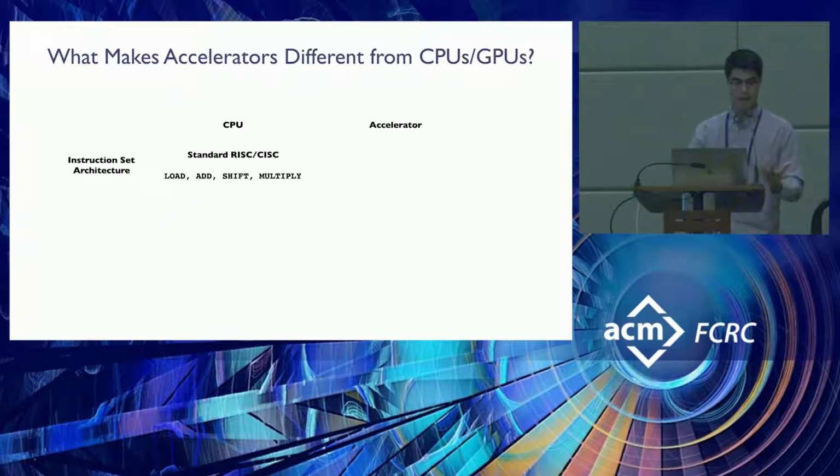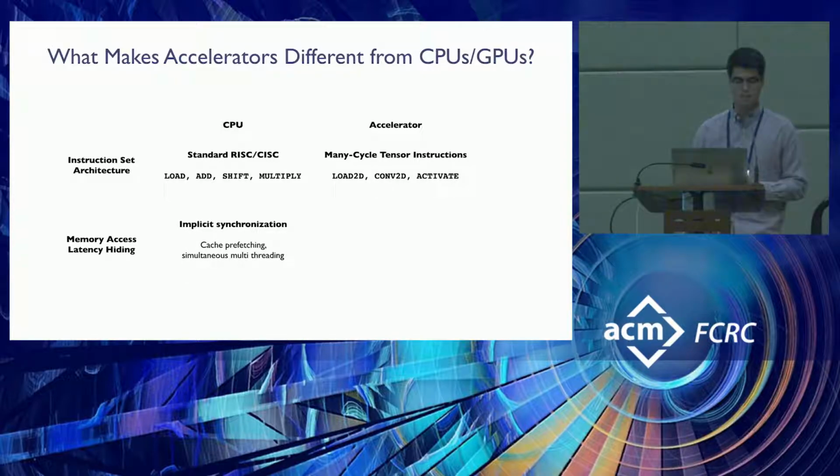But also in terms of ISA, accelerators essentially describe these high-level, many-cycle tensor operations, like loading a huge tensor from memory into SRAM, things like conv2d over huge amounts of data that are specified by a single instruction. And finally, more subtle aspects of hardware design, like for instance, how do you utilize your memory pipeline and compute resources synchronously at the same time?